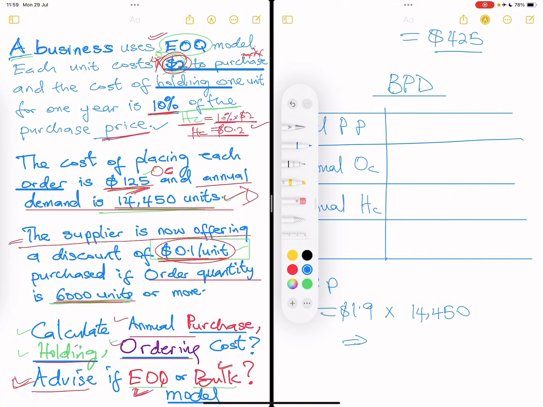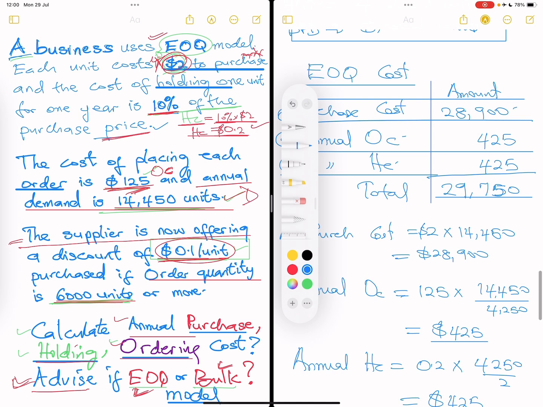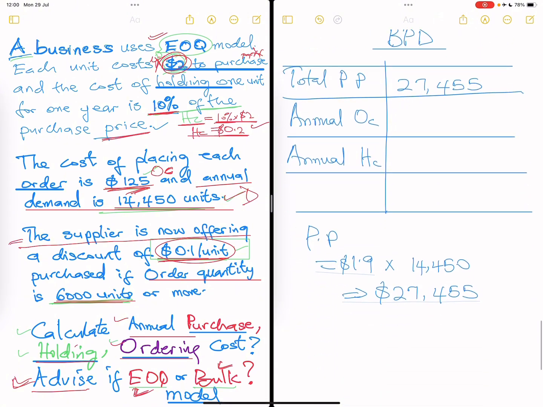So 1.9 multiplied by 14,450 will give us 27,455. So you can see 27,455. And if you check with EOQ, you can see that it's cheaper. EOQ is 28,900. This one is 27,455. But we can't conclude yet. We need to check the other component of the cost.